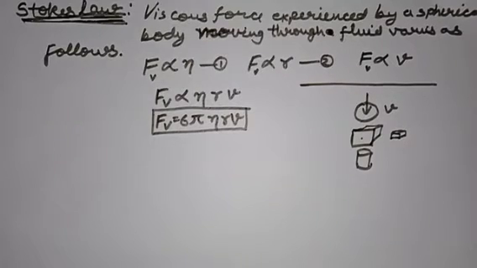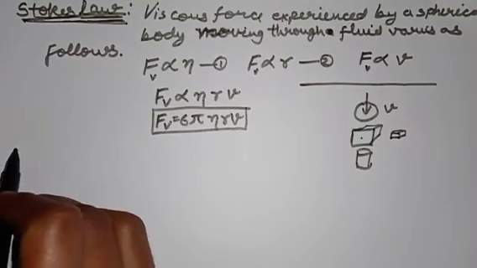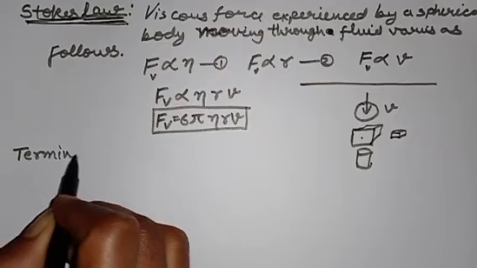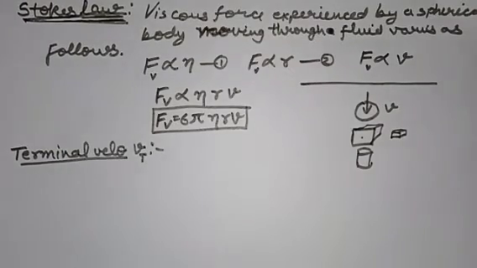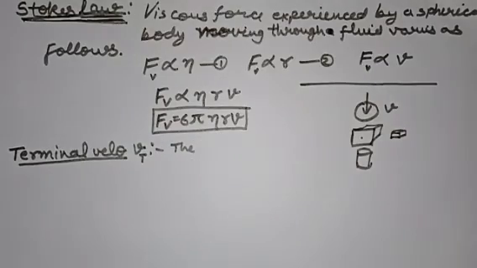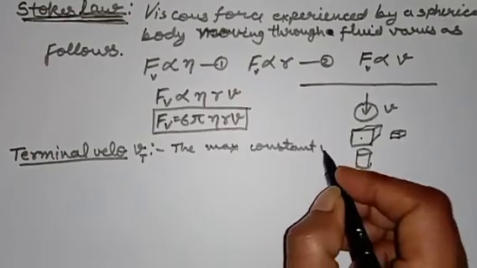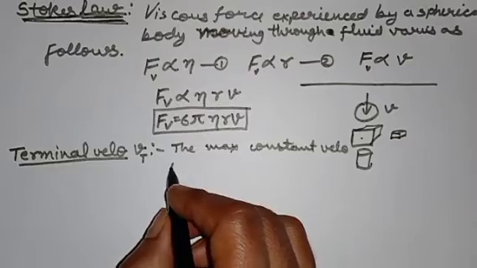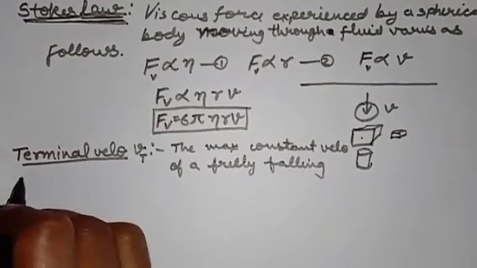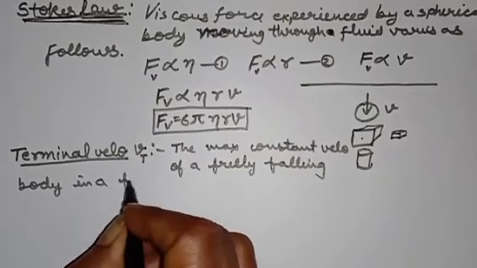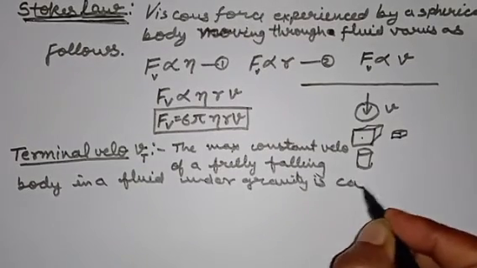Okay, so next there is another very important term, which is called terminal velocity, V subscript T. The maximum constant velocity of a freely falling body in a fluid under gravity is called terminal velocity.